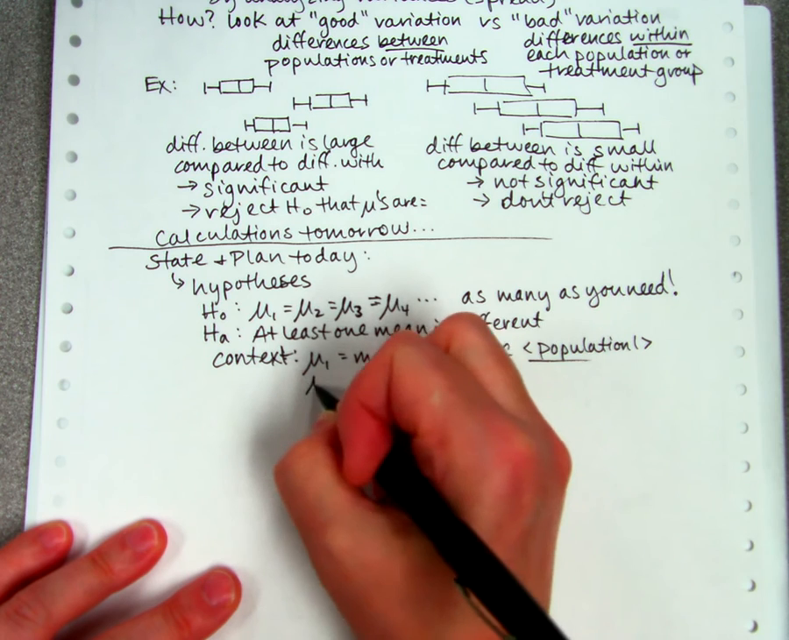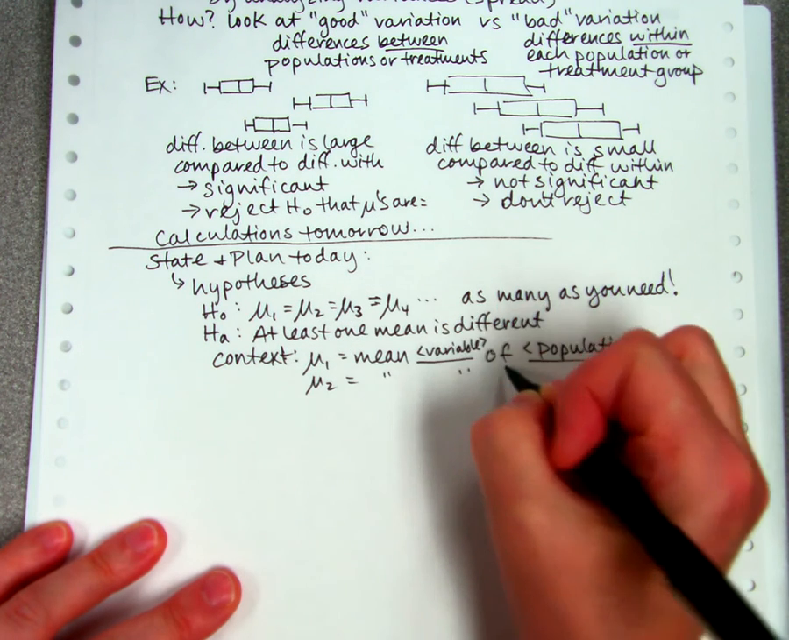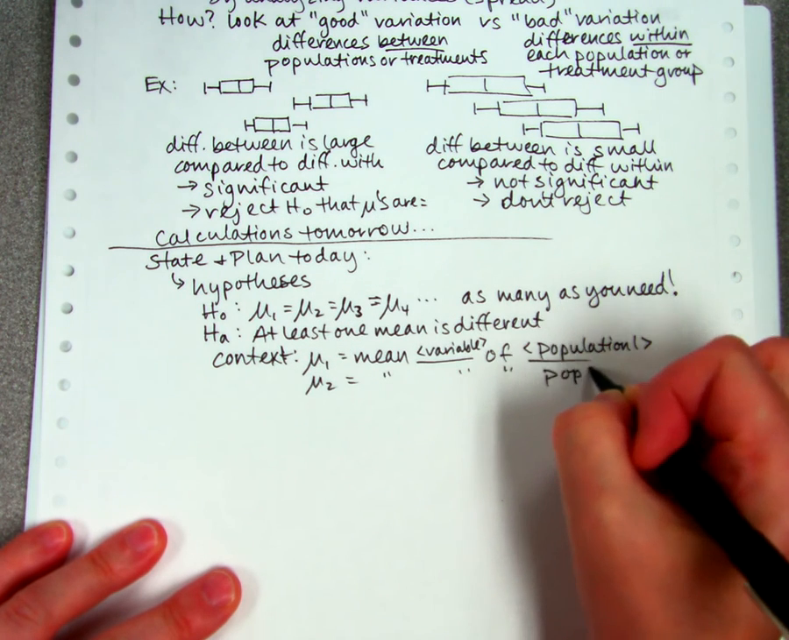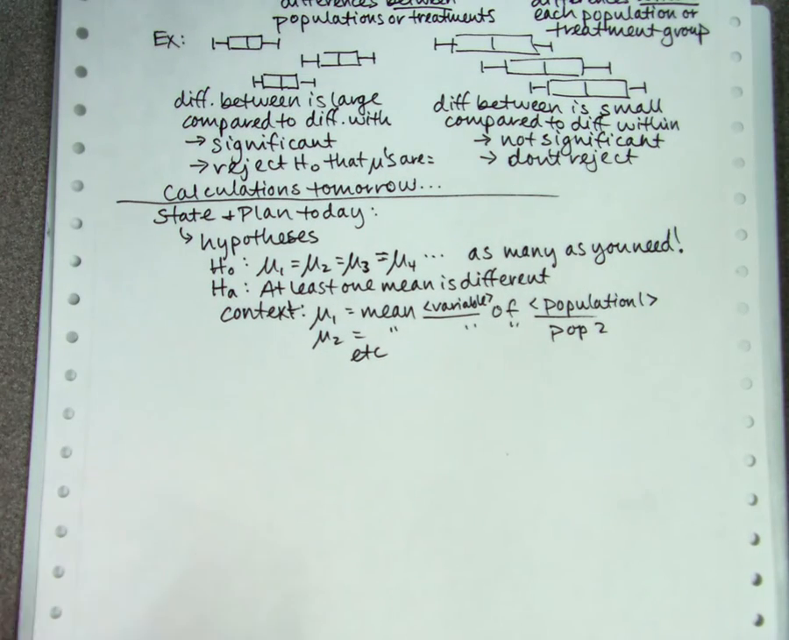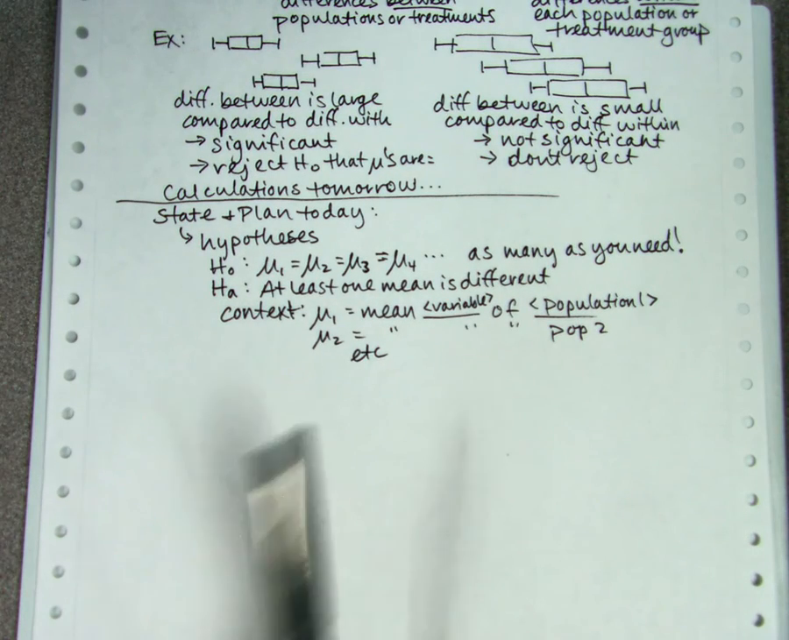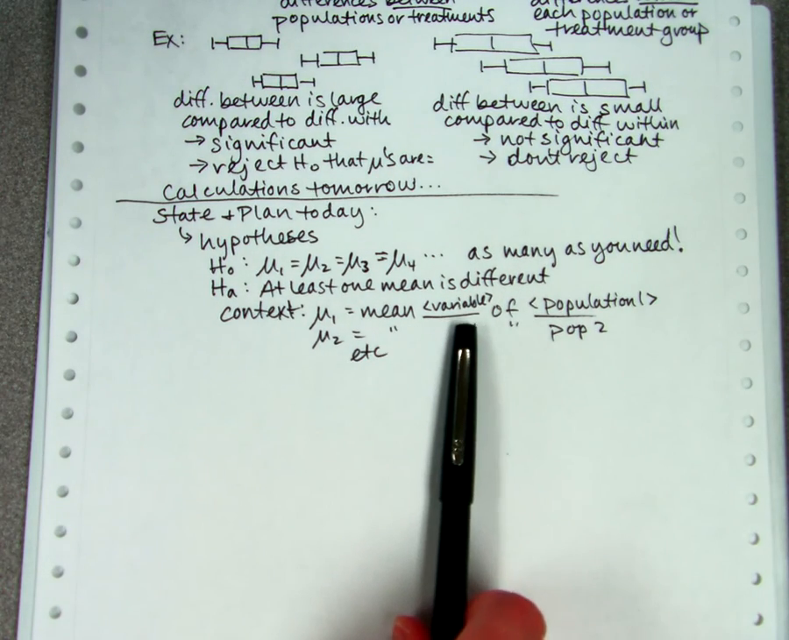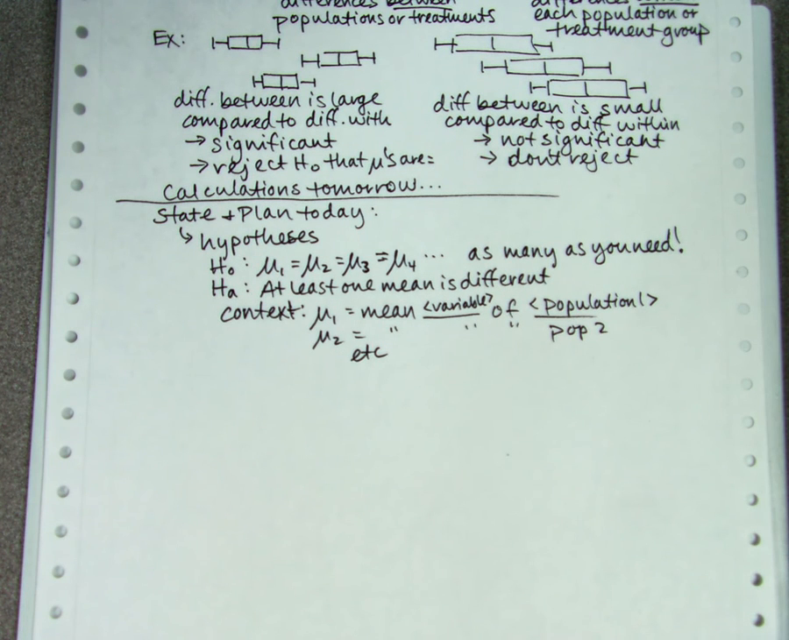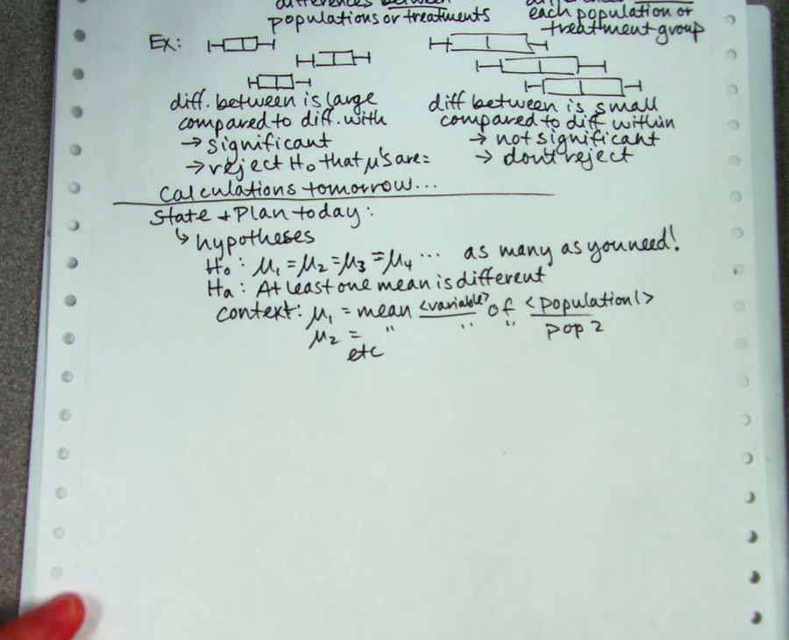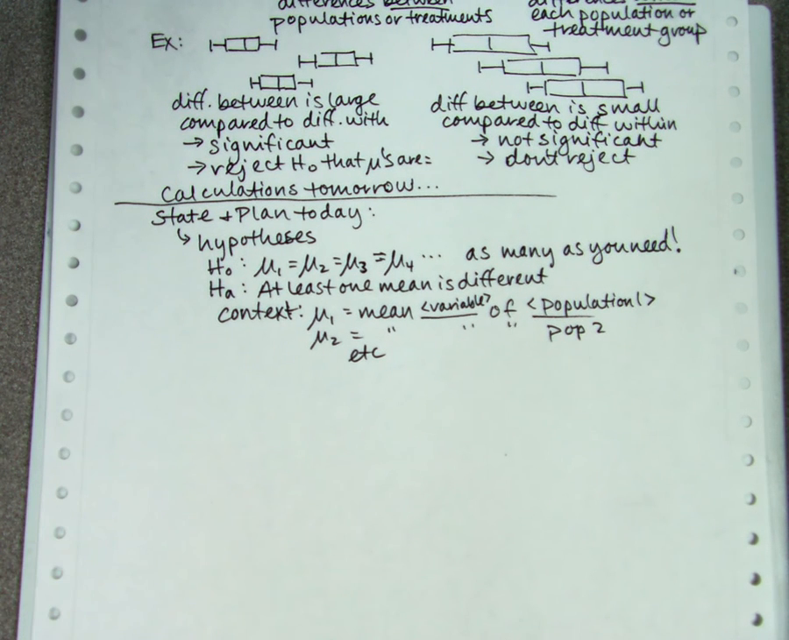And then you would do mu2 is the mean of population 2, and so forth. So you always have to say which population is which, and say it's the mean number of flowers, or the mean weight, or the mean whatever it is that you're measuring. Okay, so hypotheses are actually pretty easy. It's like the difference of 2 means, except there's more than 2.